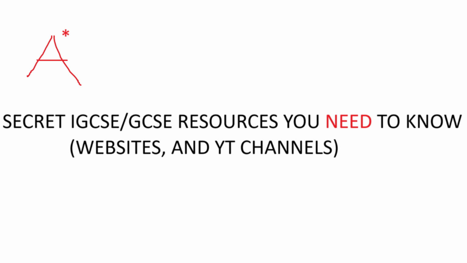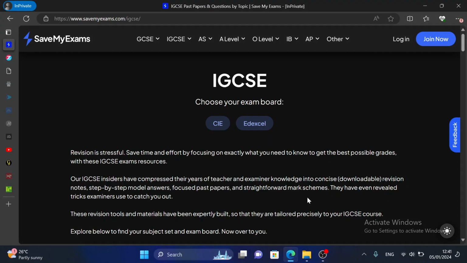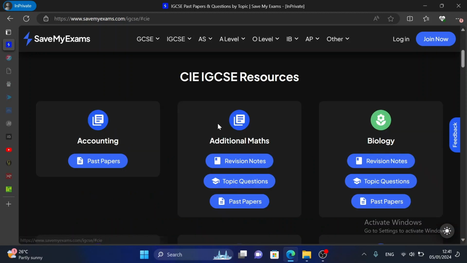And first up on the list we have Save My Exams. Got a bunch of IGCSE stuff. You choose your exam board. For example, let me choose CIE. Then I go, there's accounting, additional maths, a bunch of subjects. And then you have the revision notes, topical questions, and the past papers.